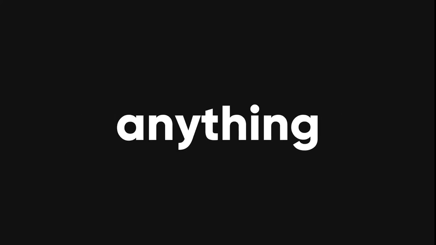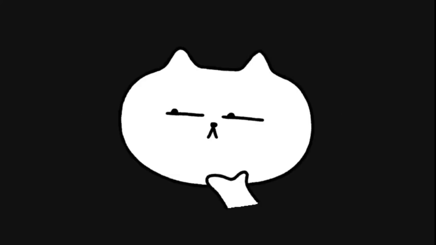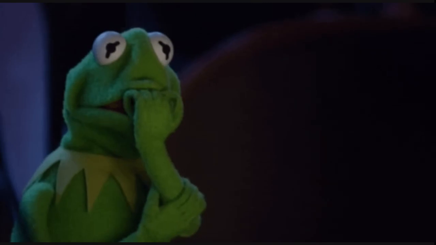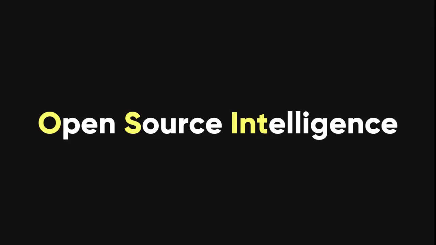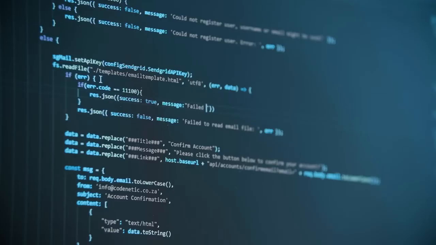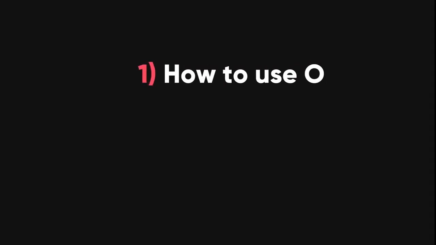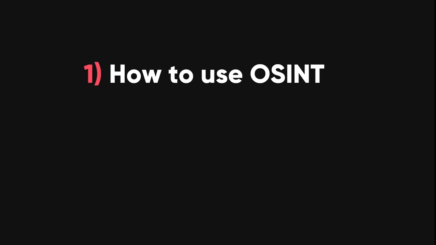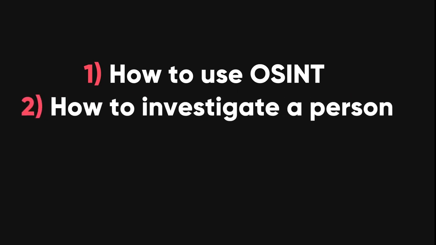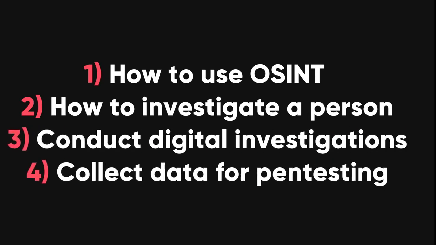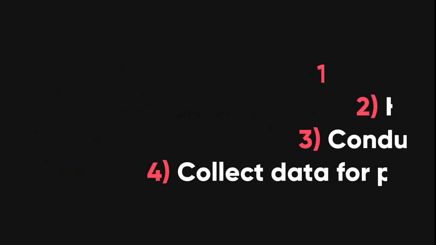What if you could find out anything about anyone online? Sounds intriguing, right? But also a bit scary. These are some of the questions that open source intelligence, or OSINT, can help you answer. OSINT is the art and science of collecting and analyzing information from publicly available sources. In this video, I will show you how to use OSINT tools and methods to discover and investigate a person's online presence, conduct digital investigations, and collect data for penetration testing.